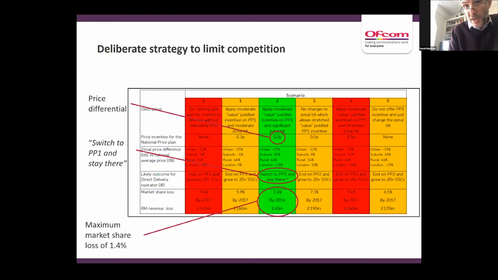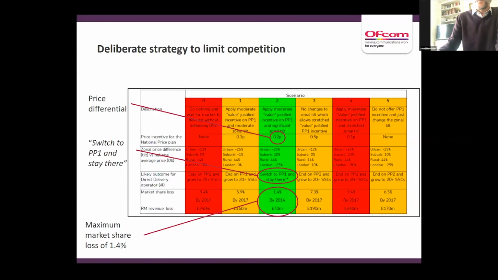Bottom row, there is still a tiny little bit of market share loss because the pricing plans would have allowed Whistl to continue with its sort of pilot entry, but far less. So now Royal Mail would retain a 98.6% market share by 2014, and the revenue loss is far less, 40 million a year. So some nice simple arithmetic there. I mean, this is an exclusionary strategy where the payoff is somewhere between 120 and more million pounds a year for Royal Mail.